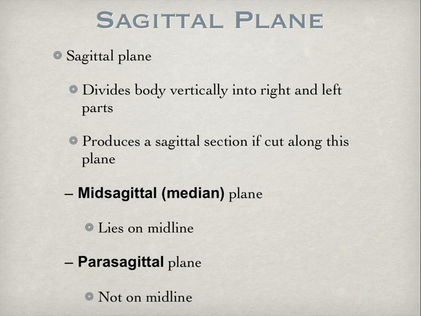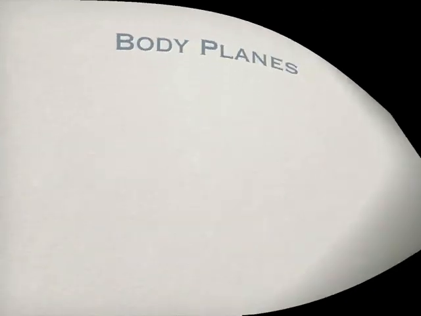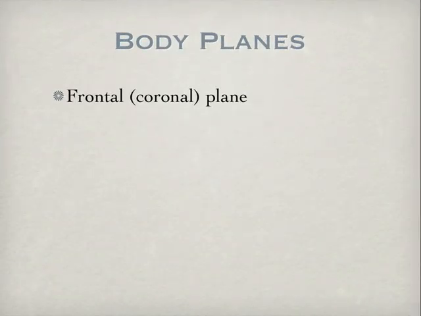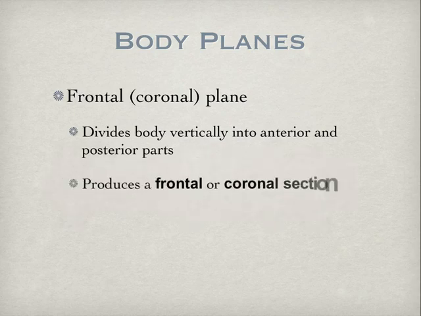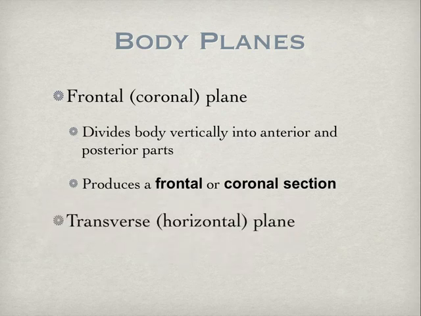Frontal planes divide the body into front and back portions. If we were to slice off an individual's face, and you'll see that in some of the anatomical structures we'll look at, then we would produce a frontal or coronal cut. The last major body plane we'll consider is known as a transverse or horizontal plane, and it divides the body into upper and lower parts. If we were to cut an individual at the waist, so their upper part and lower part were separate, we would have a transverse plane.